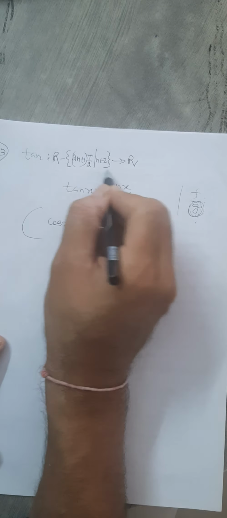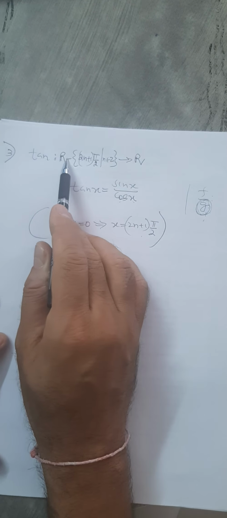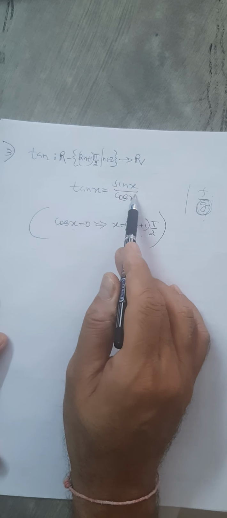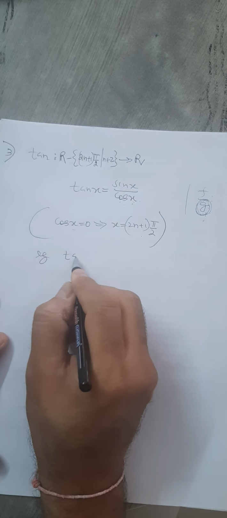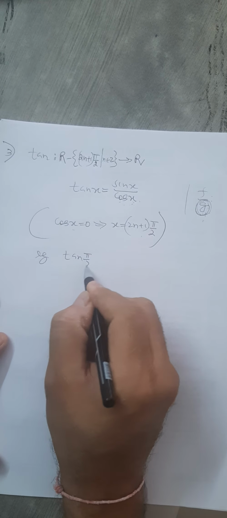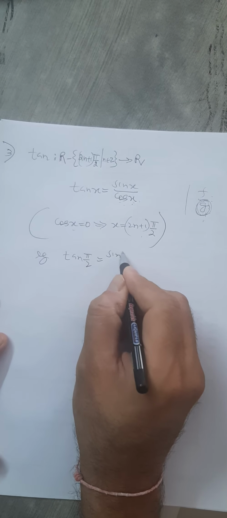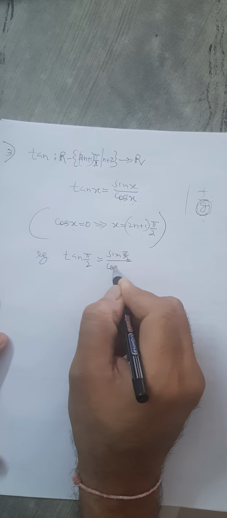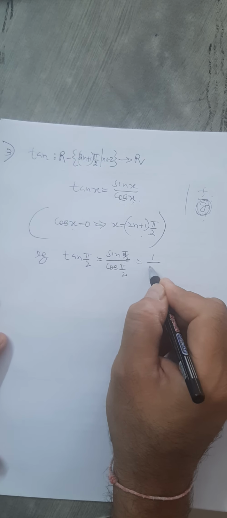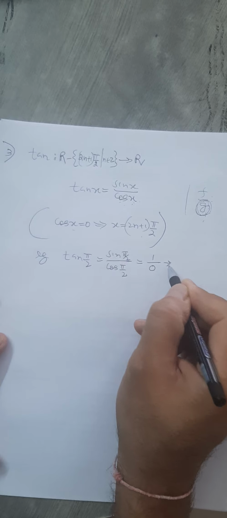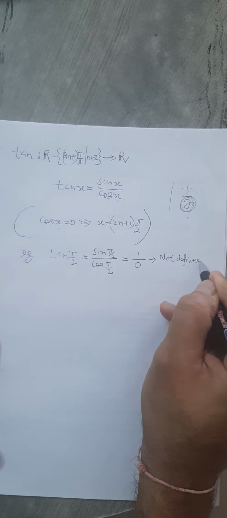This is the domain of the tan function. Why do we drop this from all real numbers? Because if you choose this value, then the denominator becomes 0 and something upon 0 is not defined. For example, can we find tan pi by 2 here? No. See, pi by 2 I have eliminated, but if I take it, what is tan pi by 2? You know from 10th standard, sine pi by 2 upon cos pi by 2. Sine pi by 2 is 1, which is sine 90 degrees. And what is cos 90 degrees? It is 0. You know that this is not defined. Something upon 0 is not defined.